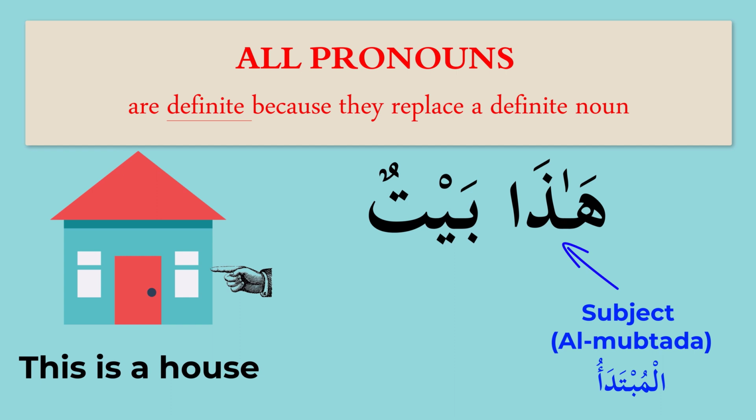All pronouns are definite. Because the pronoun replaces noun. We will learn more about pronouns. So hada is the pronoun, and pronouns are all definite. By their nature, they are all definite. Okay, fine. Hada baytun. So hada is definite, because we know mubtada has to be definite most of the time.